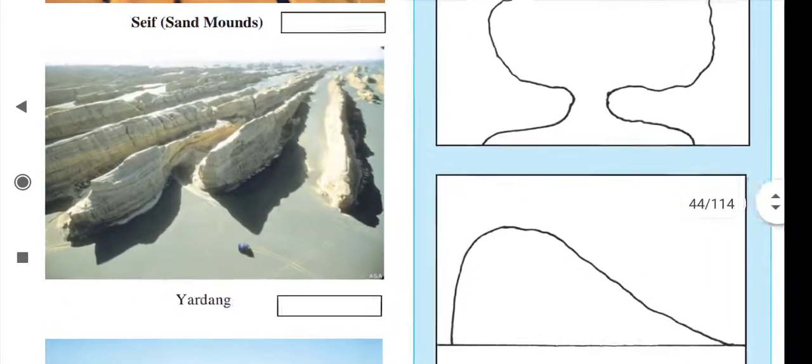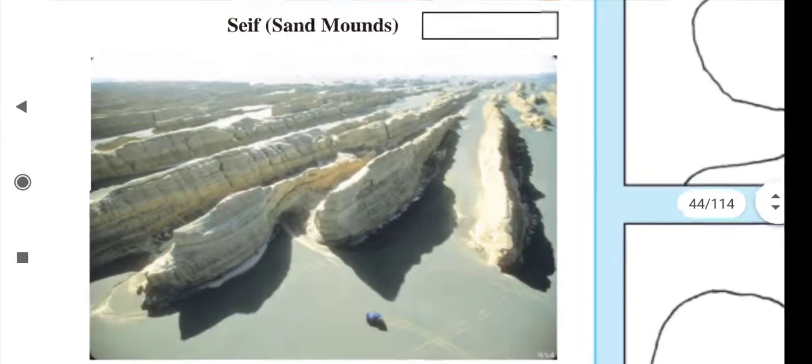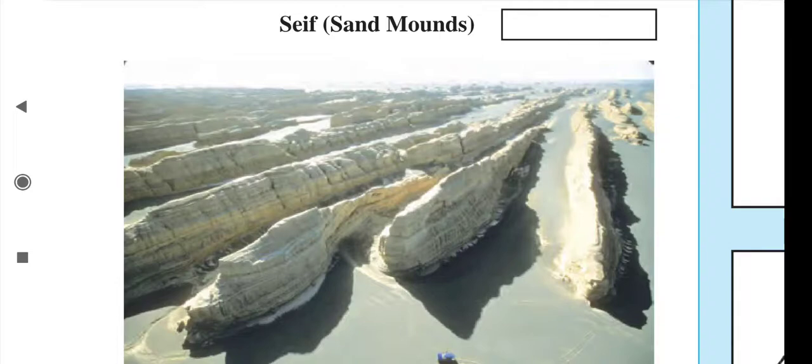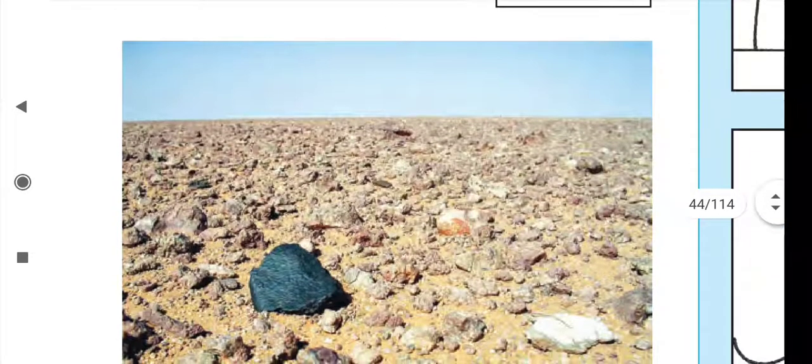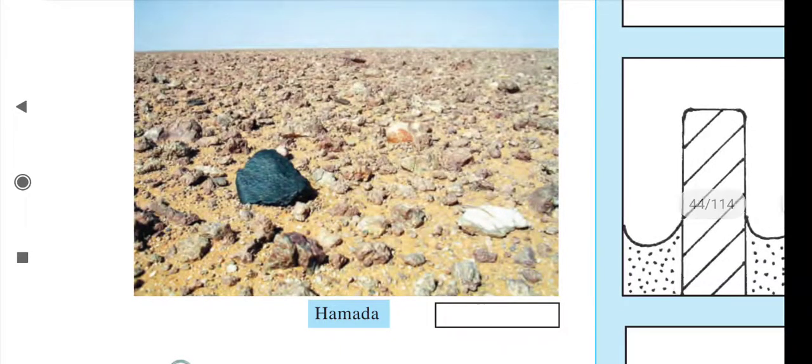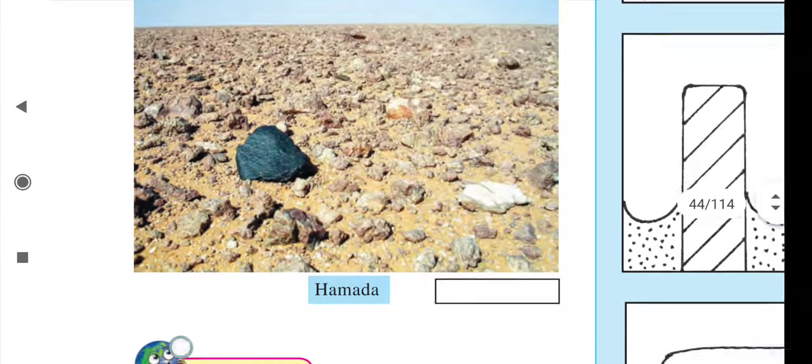You can see in the picture some roads that are reducing shorter, and that erosion takes place because of the sea waves and water. Next is here is shown hamada. Hamada, it is also caused by erosion.